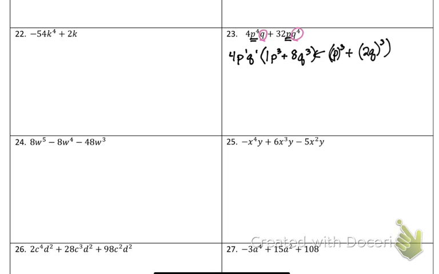Okay, do you want me to keep going, or do you think you can do the sum of cubes from here? Yeah, I'll try it. Okay, because it's just plugging in that formula, that one that we'll just have: a plus b times a squared minus ab plus b squared. Okay. All right, other questions?